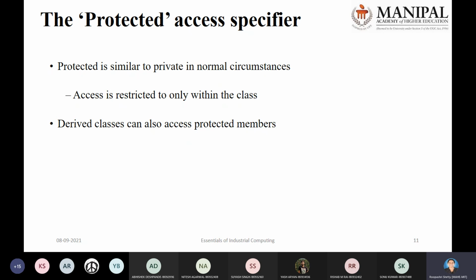So that is why, in the beginning when we were discussing access specifiers, there was a line stating that the protected access specifier is similar to private in normal circumstances, and we will discuss its other features or properties later on. Protected access specifiers have their importance when inheritance is used in the program. So protected members are accessible to the base class and their derived classes.